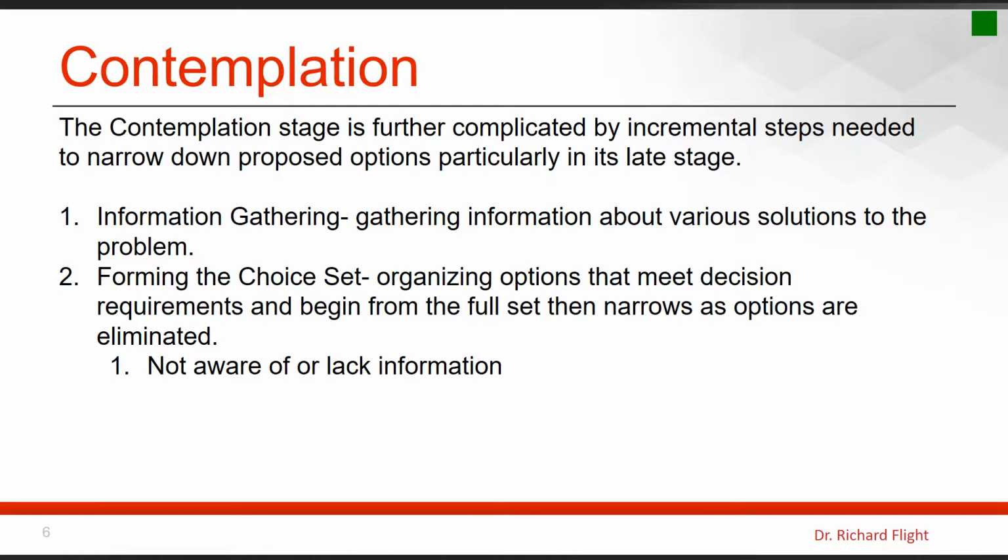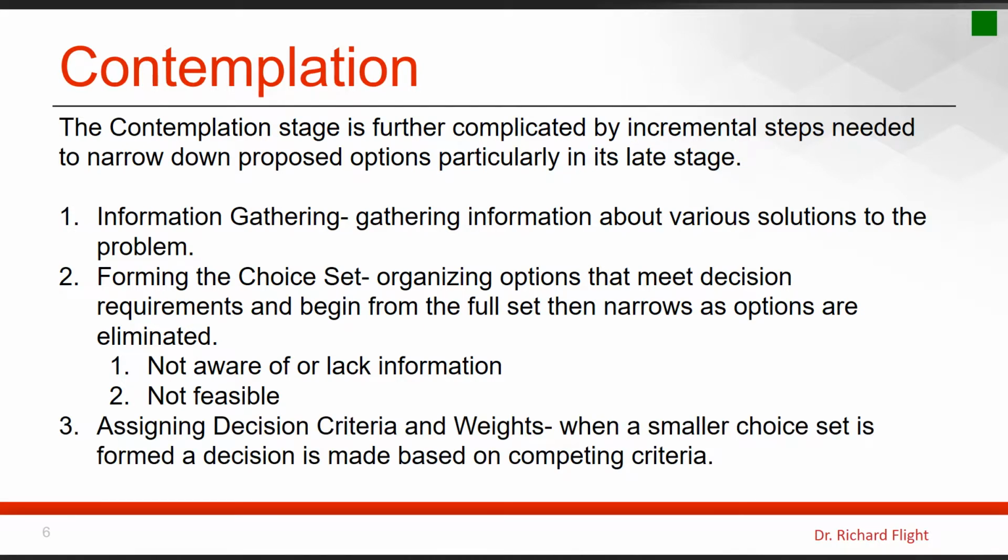We need to make sure we're offering a lot of information so that the consumers can keep our option within their information set, and that our option is feasible or will actually solve their specific need. Finally, the consumer may do what we call a decision weight or decision criteria and weighting process.